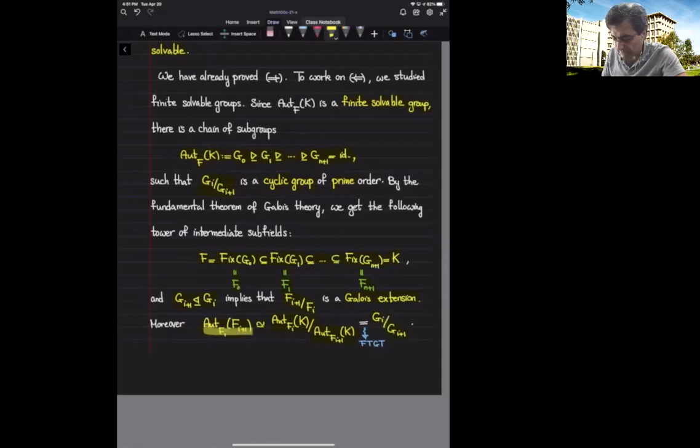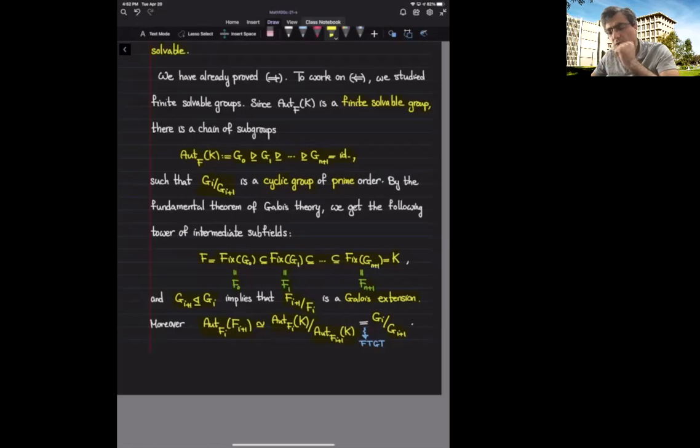We know that these groups are cyclic groups of prime order. So this means that we get this tower of field extensions, F sub 0 a subset of F sub 1, and so on, such that each one of these field extensions is Galois, and the groups of automorphisms, the Galois groups, are in fact cyclic groups of prime order.